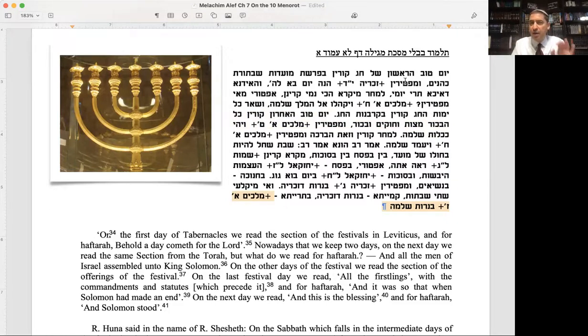I'm just pointing out that on Sukkot, it's also the same pattern, Zechariah and then Melachim, and that's what we have here, Zechariah and then Melachim. Coincidence? Certainly not. The two holidays are, of course, related to each other in various ways.